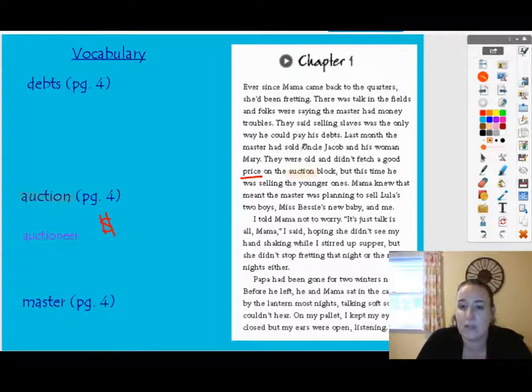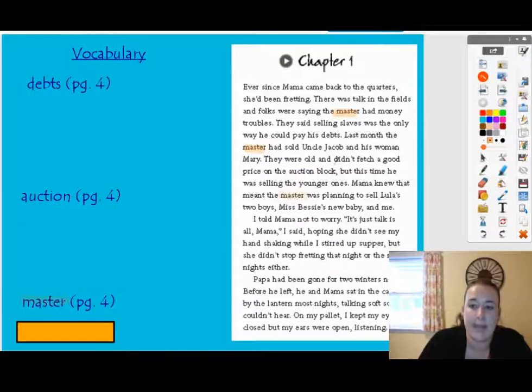Last month, the master had sold Uncle Jacob and his woman, Mary. So we're talking about selling something. And then later, after the word auction, it says that they were selling the younger one. So it's obviously somewhere where you go to sell something. And in this case, the auction block is where they went to sell people.